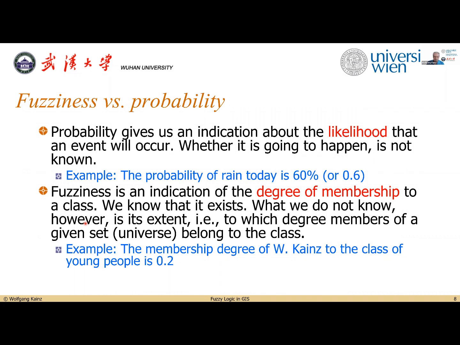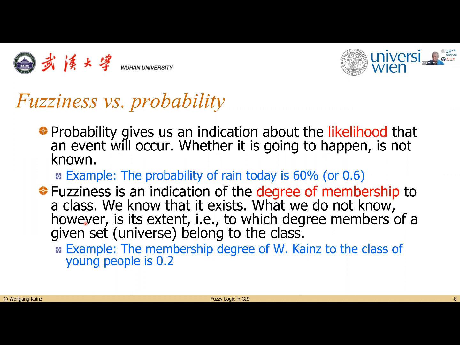So, for example, the membership degree of myself to the class of young people is perhaps 0.2, depending on the definition, how we define young. Of course, I would enter my age in a membership function, and then I get a value. And let's say if I would be 20 or 25 years old, maybe the membership degree would be 0.9 or even 1. And when I enter a higher age, above 50 or 60, then the membership degree, of course, would be very low to the class of young people.